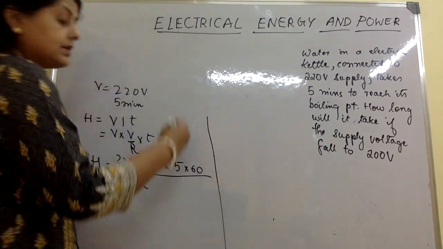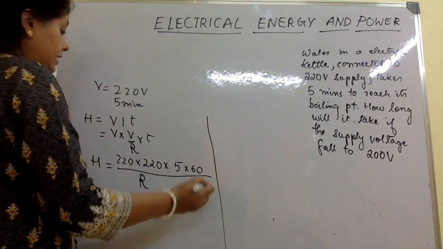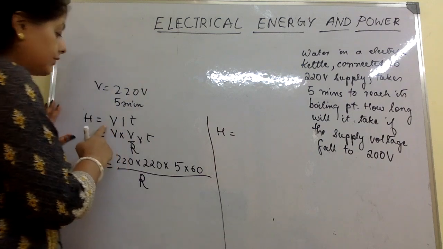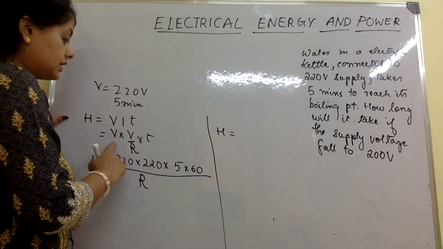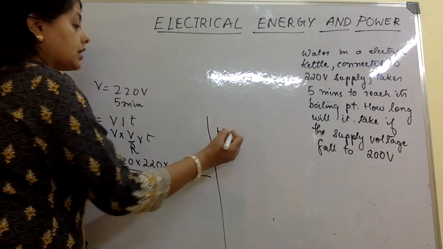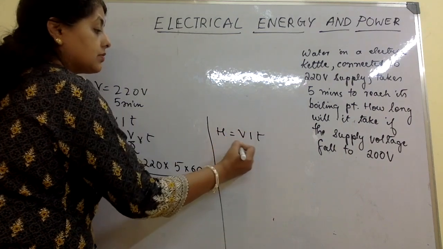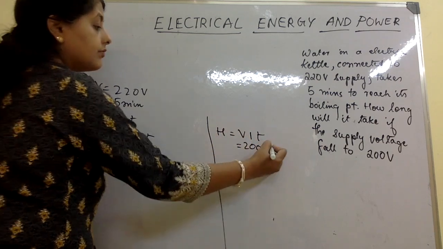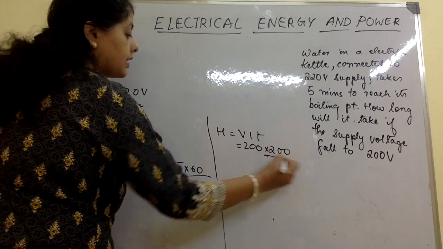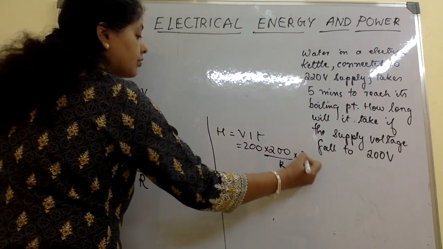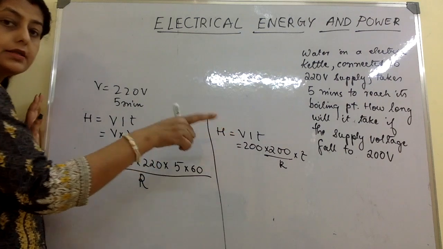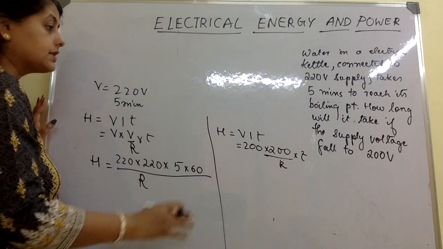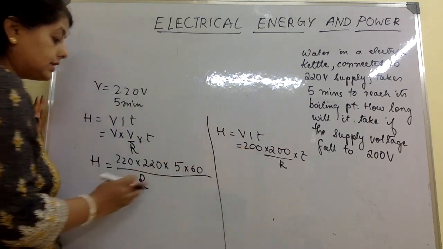Now this is the second case, when the heat required will be the same, and we'll have VIT once more, but this time the V is going to be different. So VIT once more, but V is 200 and I is again V by R, which is 200 by R. And T we don't know, so we'll just leave it like that, T. That T will come in seconds because here also we have taken it in seconds. Now this heat is equal to this.